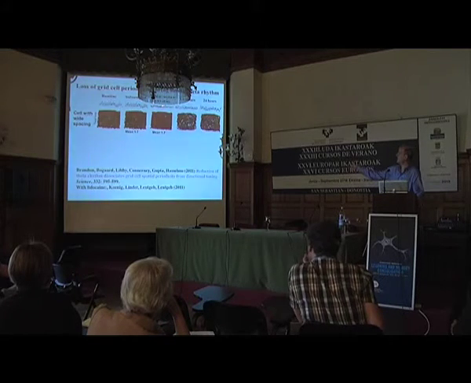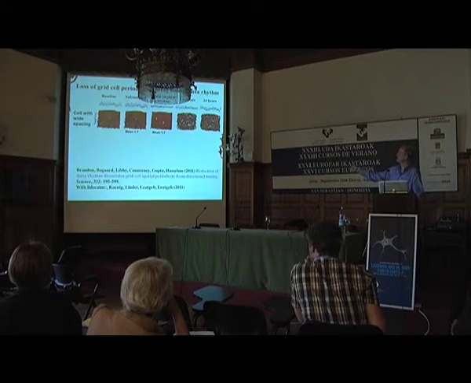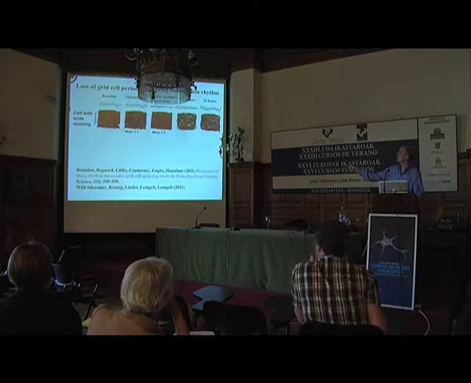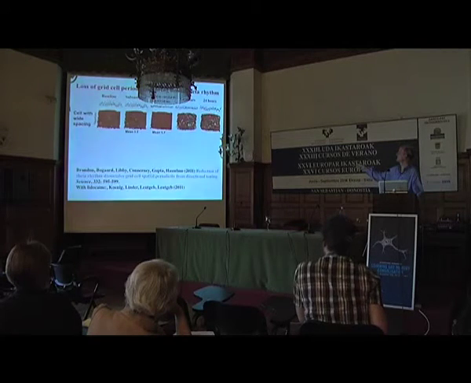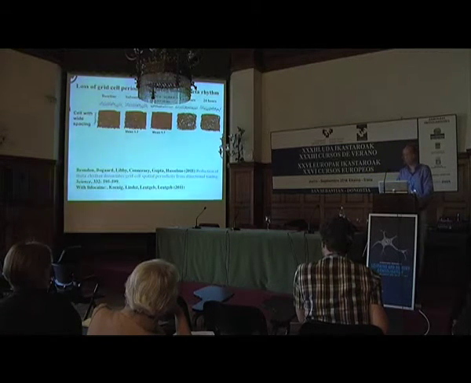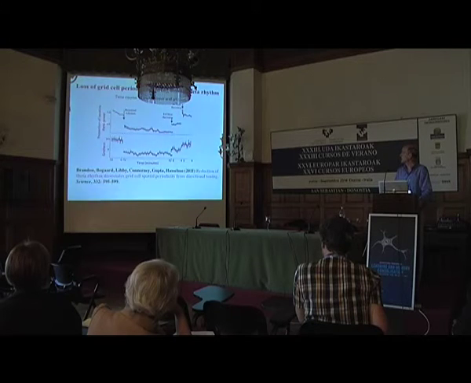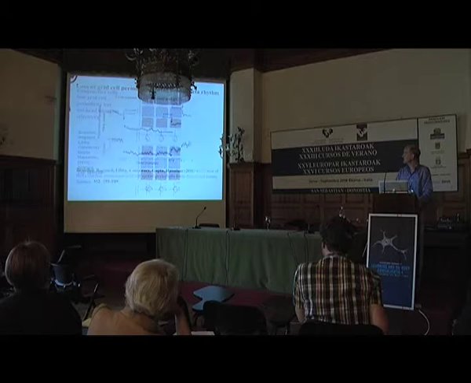And that reduction is associated with a loss of the spatial periodicity. When theta is present, this particular grid cell is firing at 4 different locations in the environment. Remove theta, you lose this spatial periodicity. As theta comes back, you get the spatial periodicity back again. So the reduction in theta rhythm is associated with the loss of the gridness of these neurons.